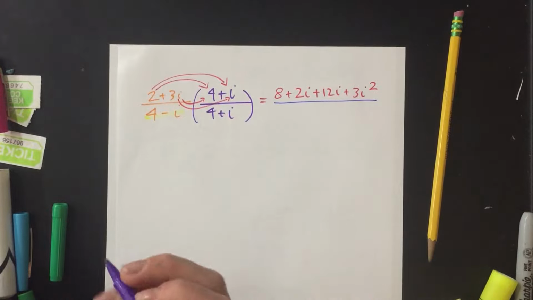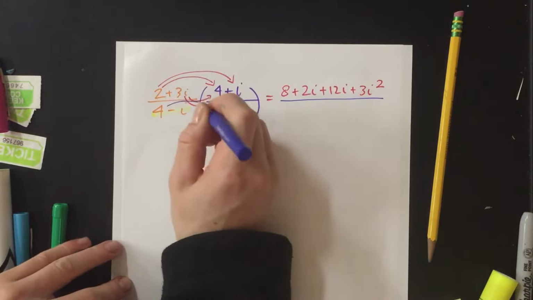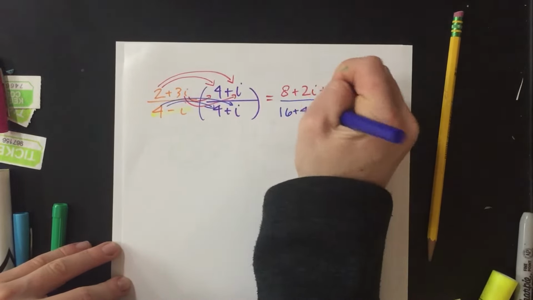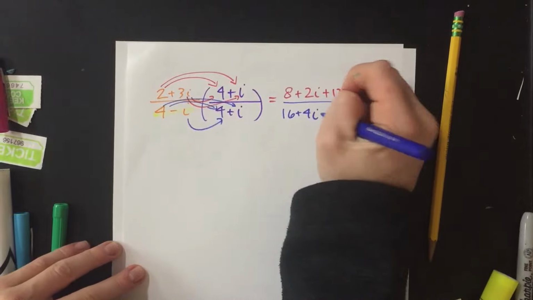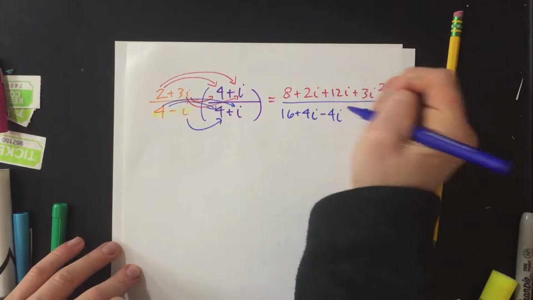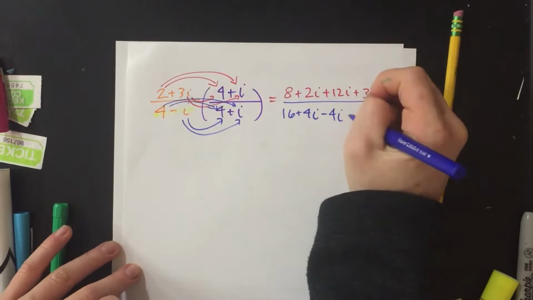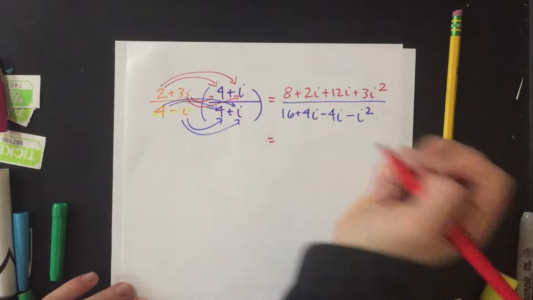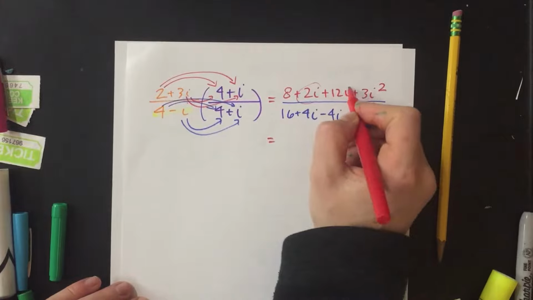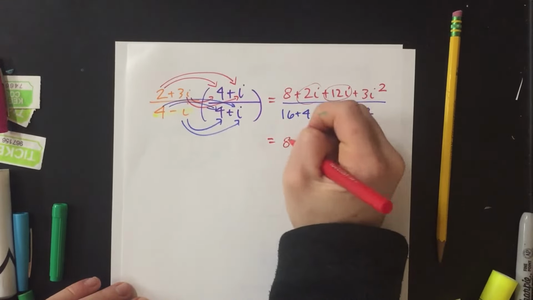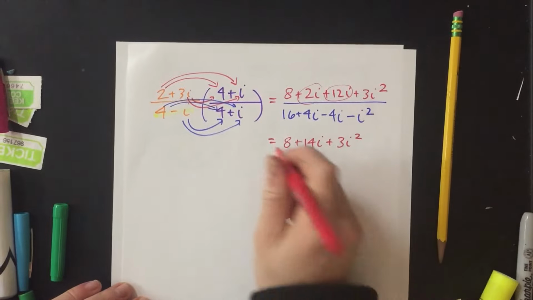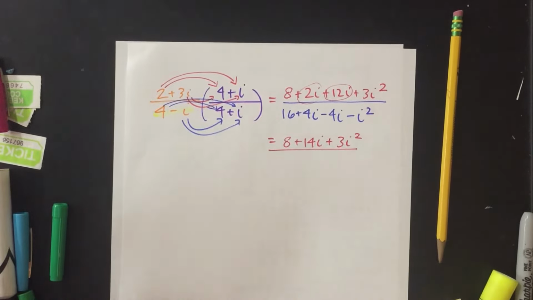So now I have 4 times 4, that's 16. 4 times i, that's plus 4i. Negative i times 4, that's negative 4i. Negative i times i is minus i squared. Okay, moving on. I can simplify my numerator. 2i plus 12i is 14i, so I have 8 plus 14i plus 3i squared over.